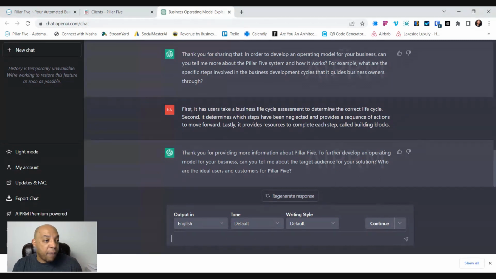So to further develop an operating model for your business, can you tell me about the target audience of your solution? So yes, who are the ideal customers, users, and customers? Okay, so ideal customers are. So you see how fast we're going through this? We just went through the product part. Now we're going right into the ideal customer. So again, use your information. If you don't know who your ideal customer is, ask ChatGPT to help you, right?